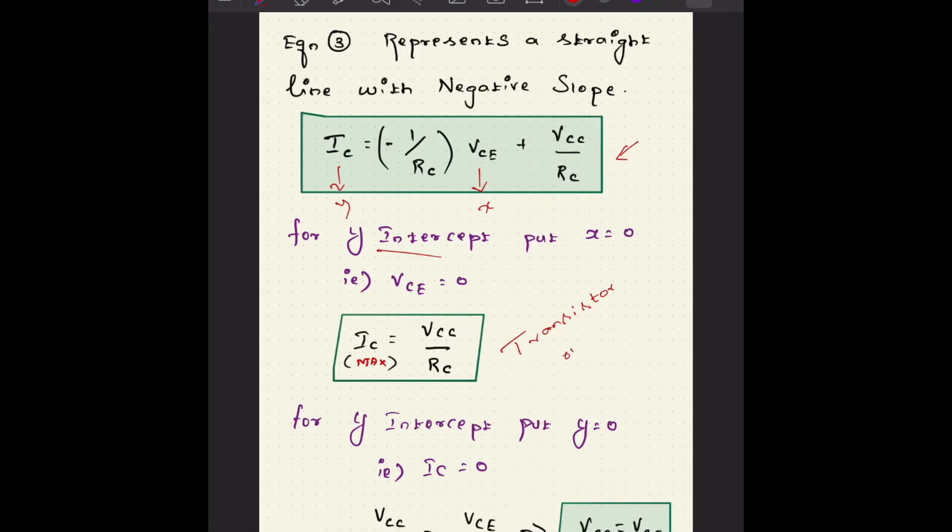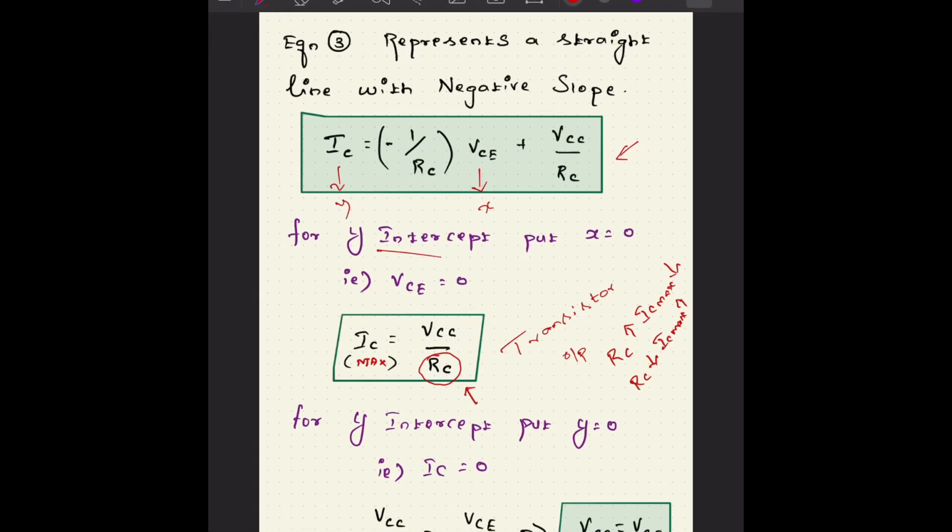So this is what we call the maximum current. The maximum current depends upon the collector resistance. If RC increases, IC max decreases. If RC decreases, IC max increases. So we can design or set the maximum collector current with the help of the RC resistance.